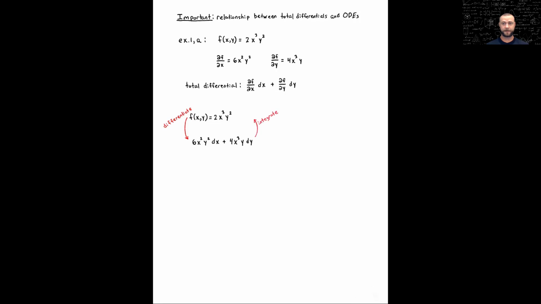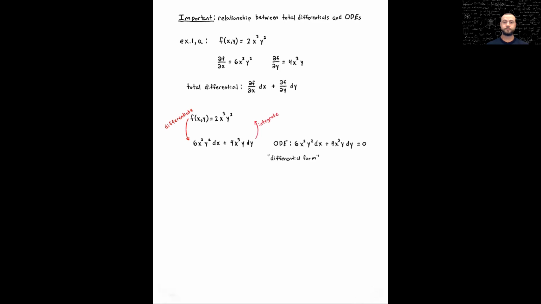All right, conceptually, we should have this relationship. We can go from the function to the total differential by differentiating, and we should be able to reverse that, going from the total differential backwards to the function by integrating. All right, what I want to do is take that total differential, and I'm going to set it equal to 0. Why? It looks very similar to what we're calling an ODE in differential form.